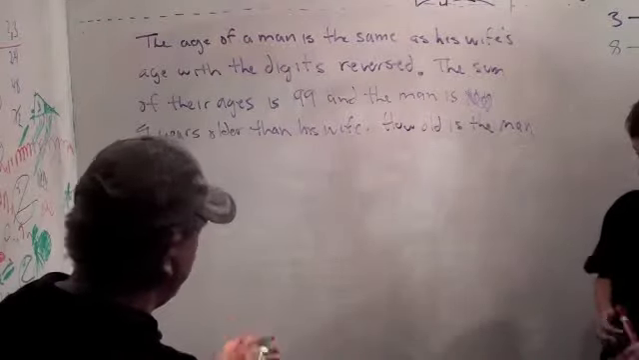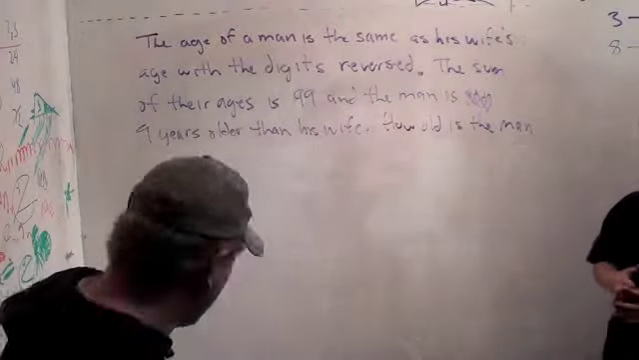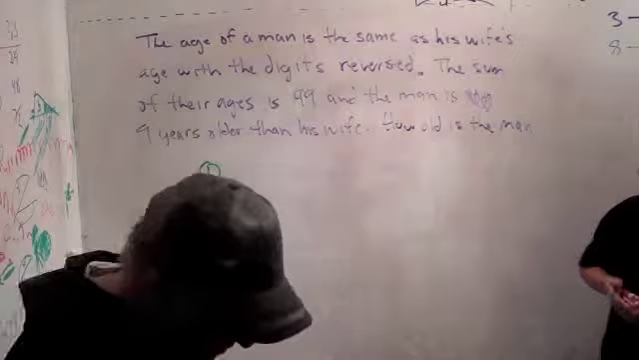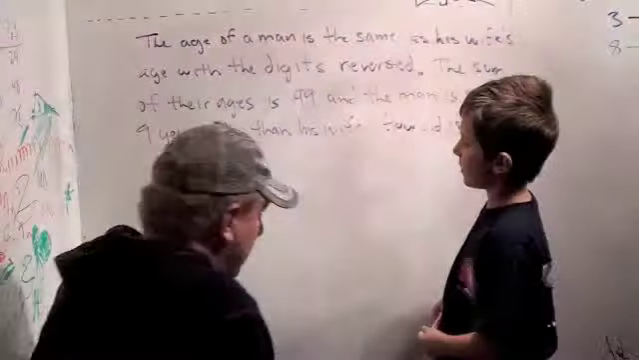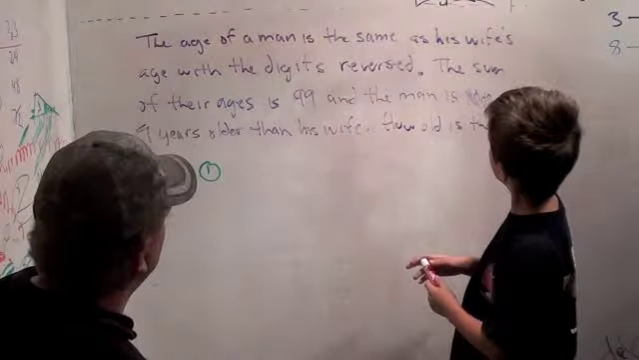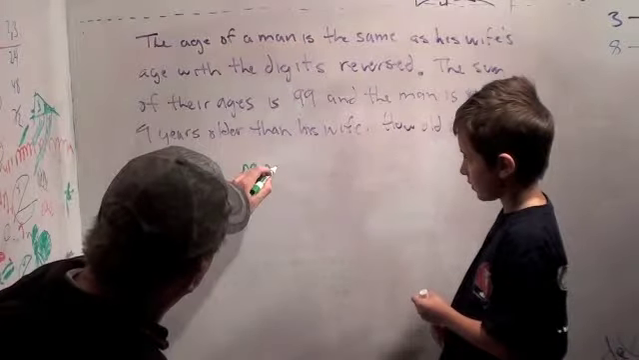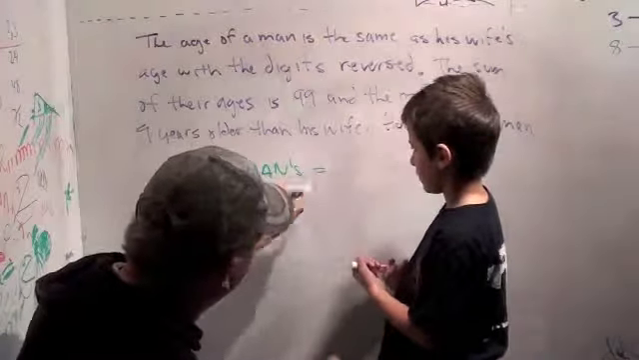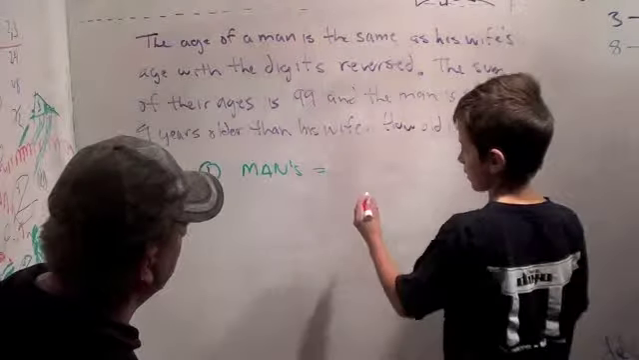Okay? So I'll write step one. What do you think the first step in solving this problem is? Well, let's pick two letters for the man's age. Let's call it XY. XY, okay.